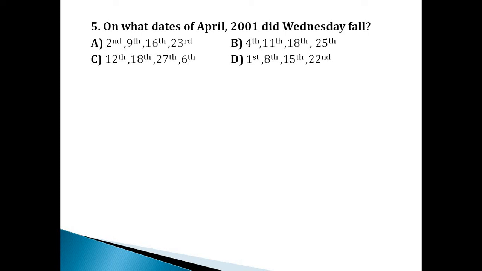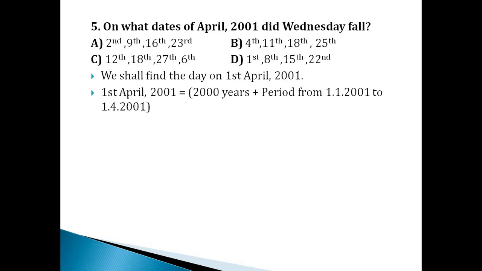So for 2001, find the number of odd days up to 2001. So how do we do that? We split it like 2000 years plus the period from 2001. So 2000 years means up to December 2000. Next comes 2001 January, February, March, April. That is 1/1/2001 to 1/4/2001. So you need to find the number of odd days for these periods.